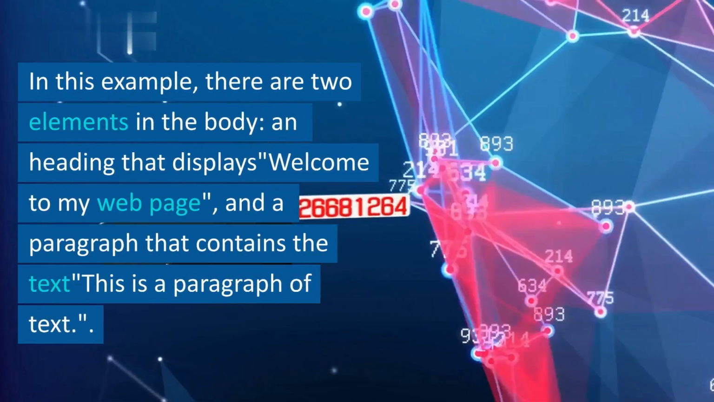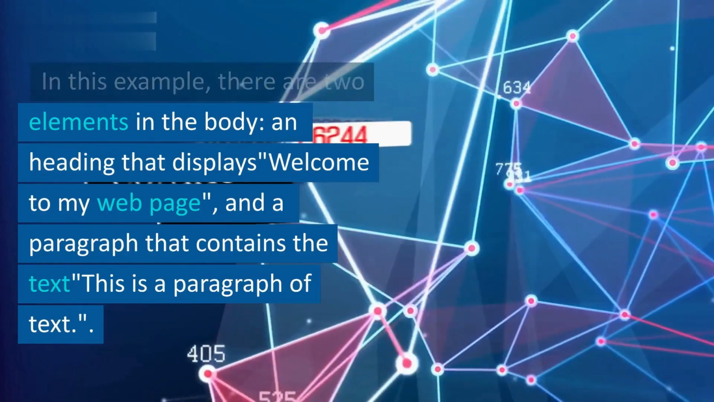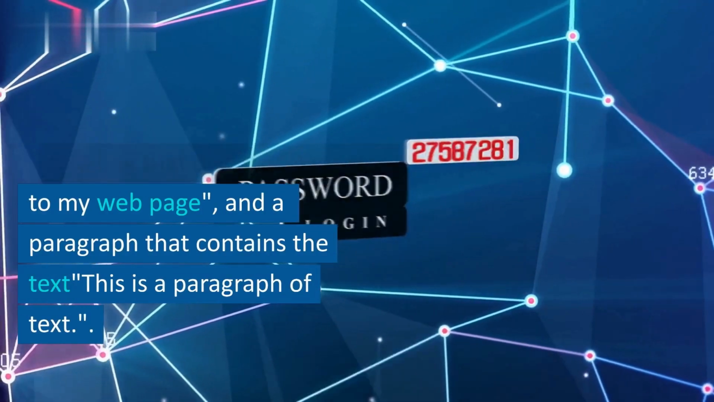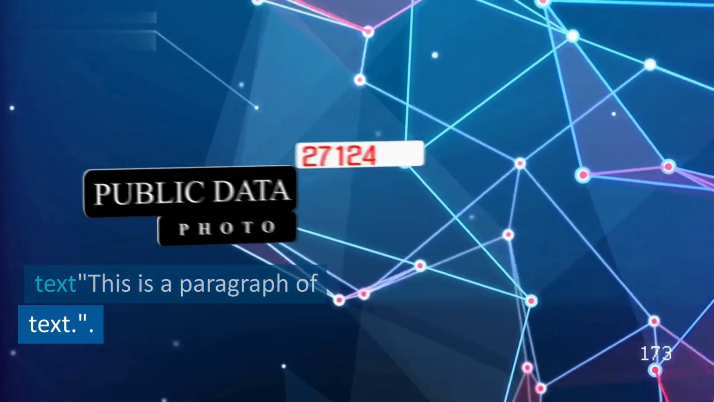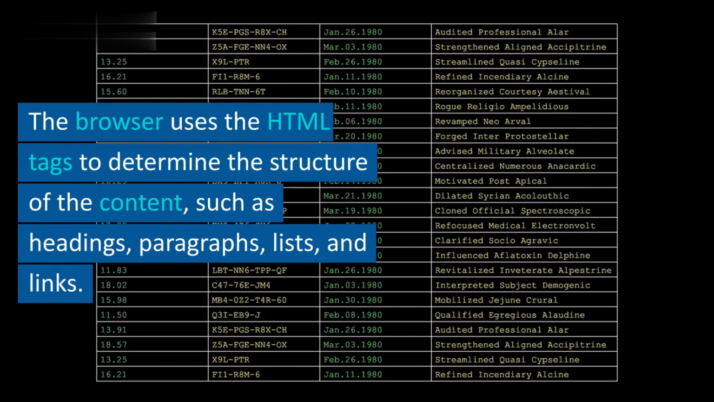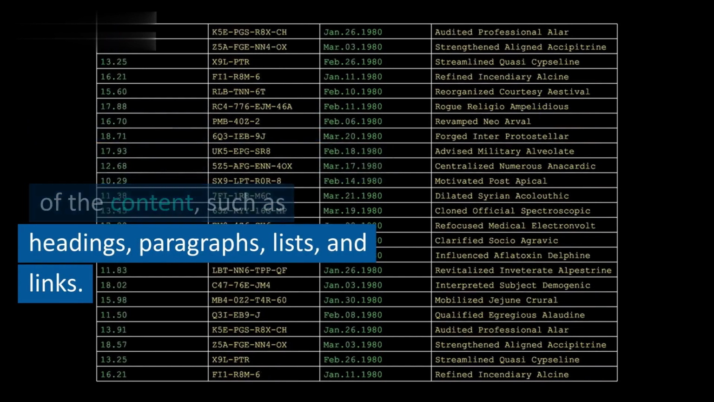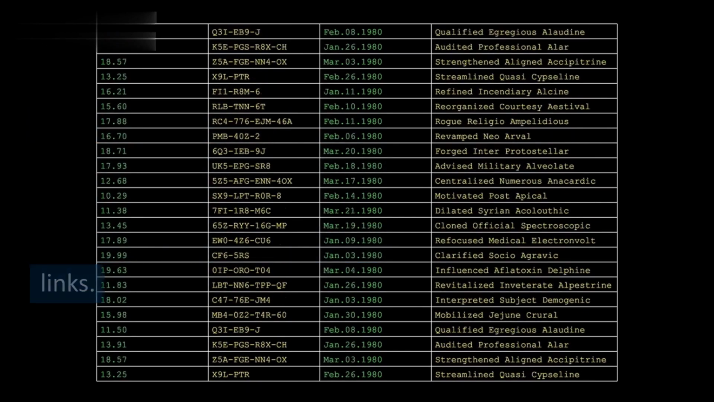In this example, there are two elements in the body: an h1 heading that displays "Welcome to my web page," and a p paragraph that contains the text "This is a paragraph of text." The browser uses the HTML tags to determine the structure of the content, such as headings, paragraphs, lists, and links.